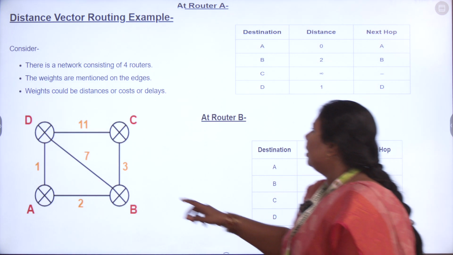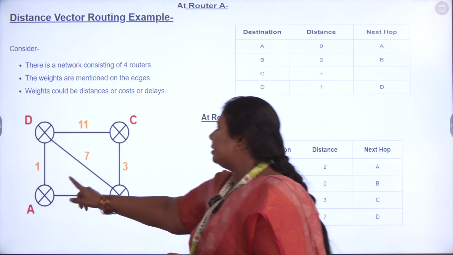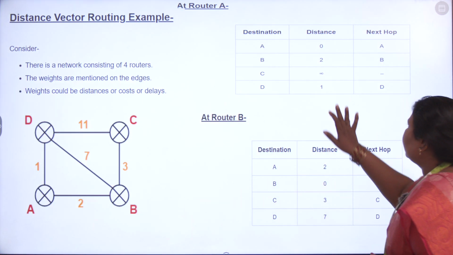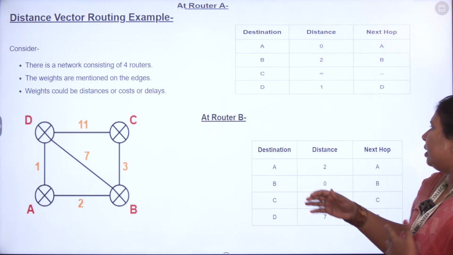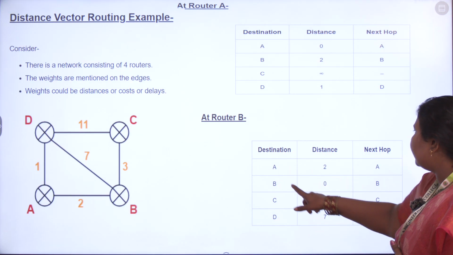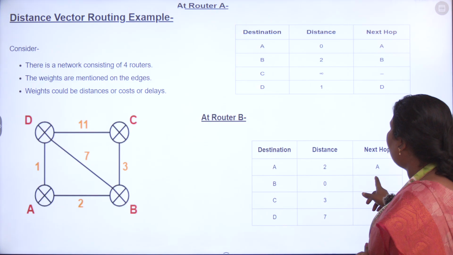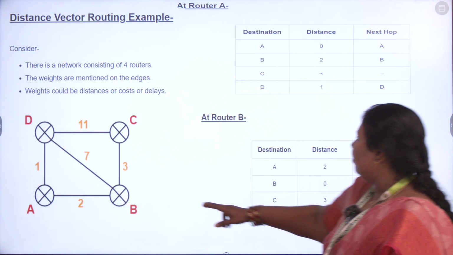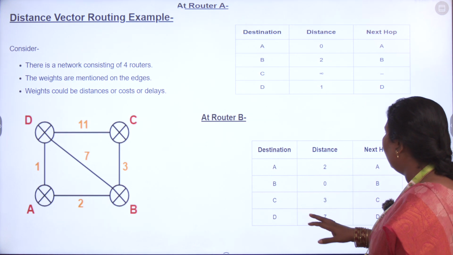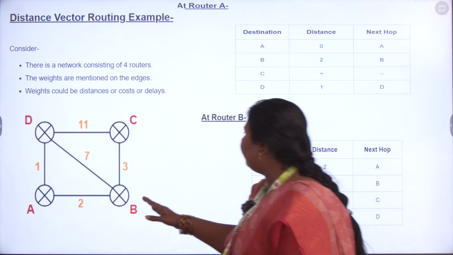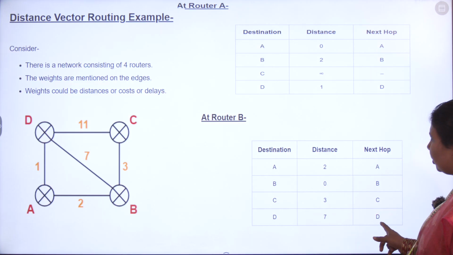Next one is D. From A to D, there is a link consisting of a path with cost 1, so it is 1 and D is the next hop. Similarly, you need to create the table for each and every node. Here B is another example. A to A: the next hop of A is from B, so from B to A it is 2. From B to B there is no distance, so 0. Similarly for C, from B to C it is 3. B to D is 7, so the cost is 7.